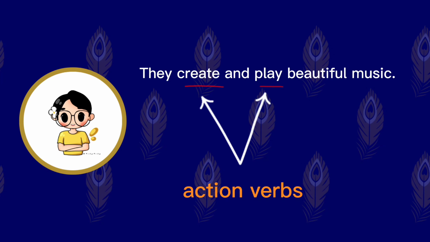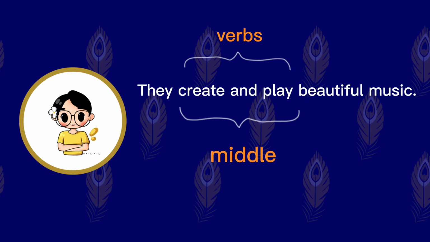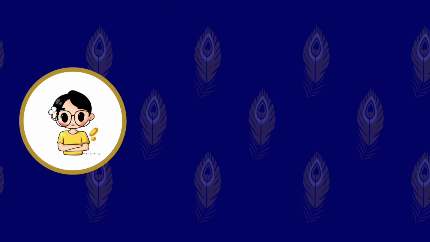Verbs can have two actions or more than two actions for one subject. The verb is usually in the middle of a sentence after the subject. In this sentence, you can see two verbs for one subject.